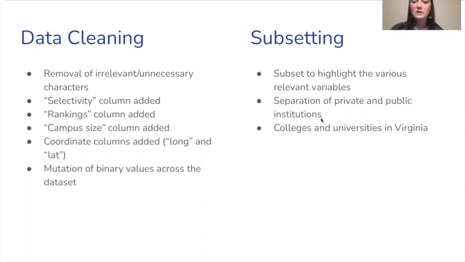Further, the data was subset to highlight the various relevant variables. New data sets were created to look specifically at private and public institutions separately, as well as at colleges and universities in Virginia.